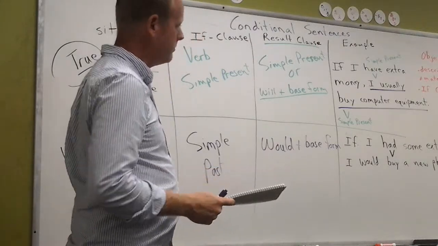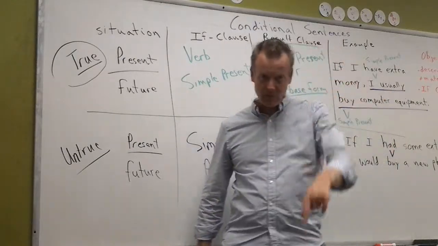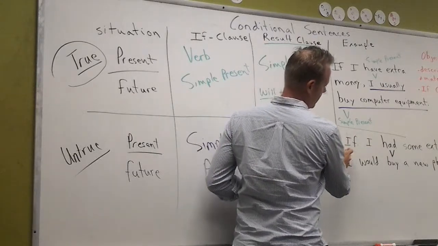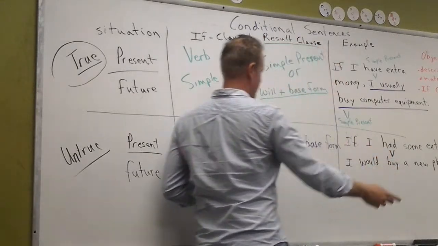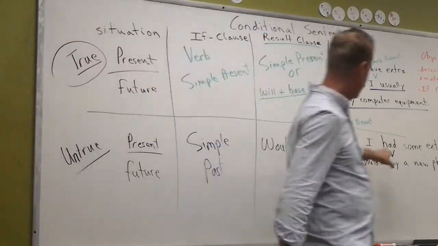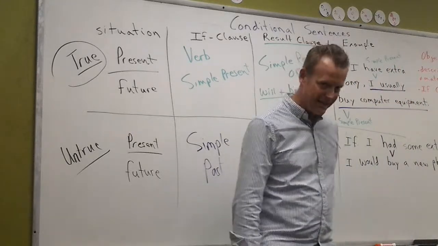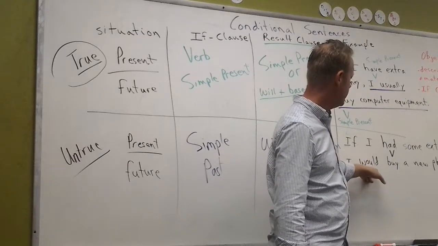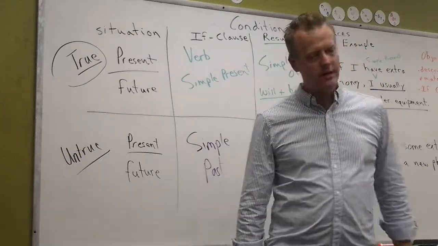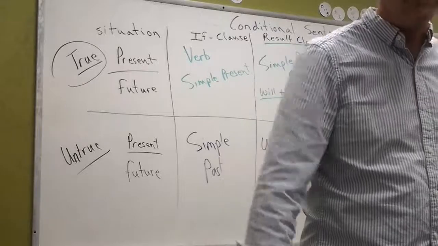You need would plus the base form. Now, let's look at this, and then give me the example you just gave me again. We'll talk about it in a second. So first of all, the if clause, what tense is this? Simple past, which I need to make it untrue. If I had some extra money, the truth is I don't have extra money. But if I did, I would buy a new phone. The truth is I don't have extra money, and I'm not going to be able to buy a phone because I don't have any money.